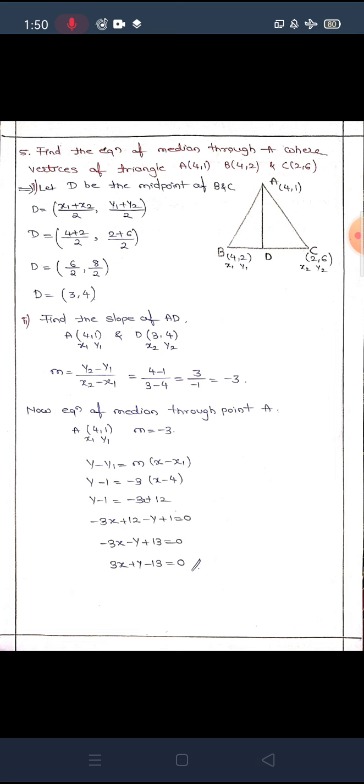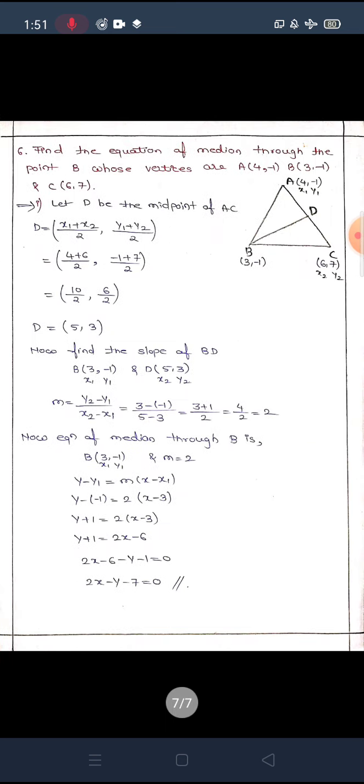Now bring all the terms to the right-hand side. That is minus 3x plus 12 minus y plus 1 equals 0. So minus 3x minus y plus 12 plus 1, that is plus 13, equals 0. You can take the minus sign common. That is 3x plus y minus 13 equals 0. This is the equation of the median through the point A.